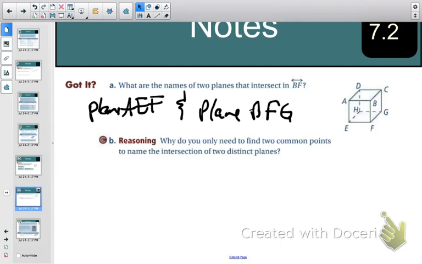Why do you only need to find 2 common points in an intersection of 2 planes? Well, because you only need 2 points to name a line, and the intersection of 2 planes is always going to be a line. So that's why you only need two overlapping points, B and F.